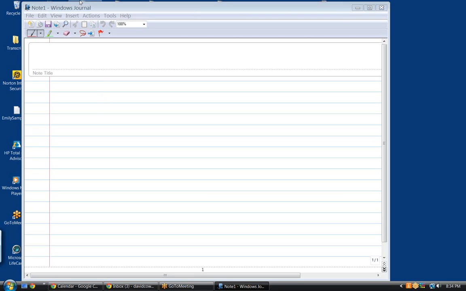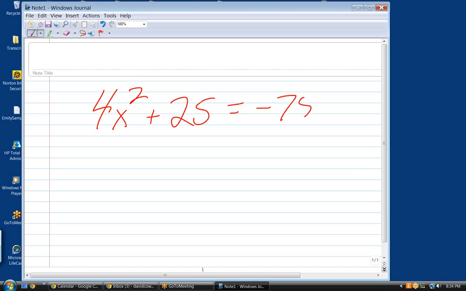Okay. 4x squared plus 25 equals negative 75. Really? Have you had imaginary numbers? No. We haven't learned about them yet. My teacher talks about them, but she said we're not ready for that yet.